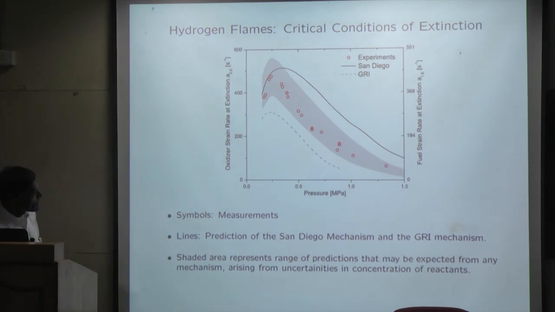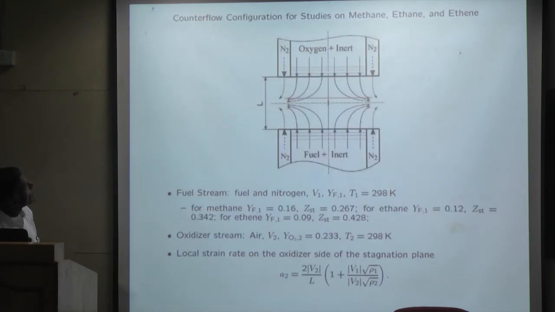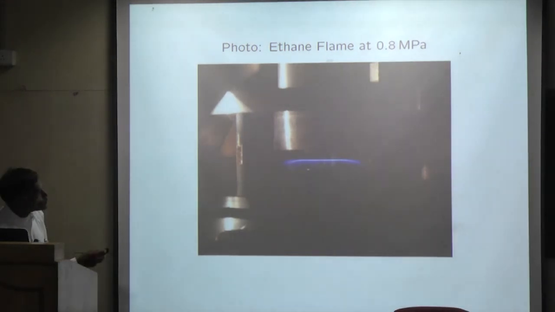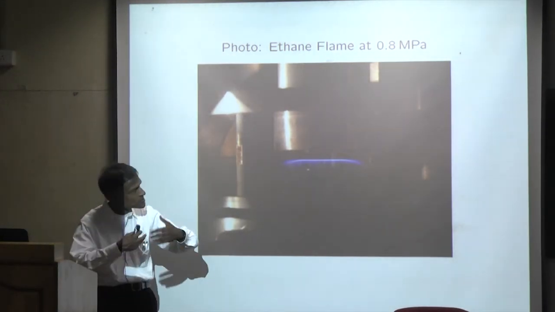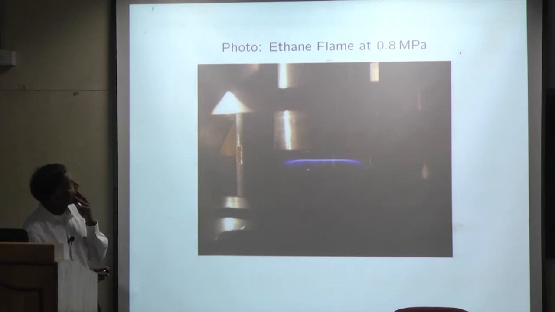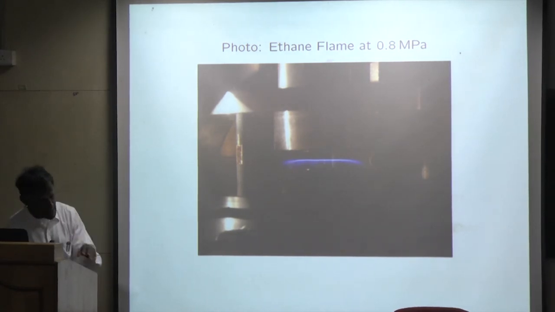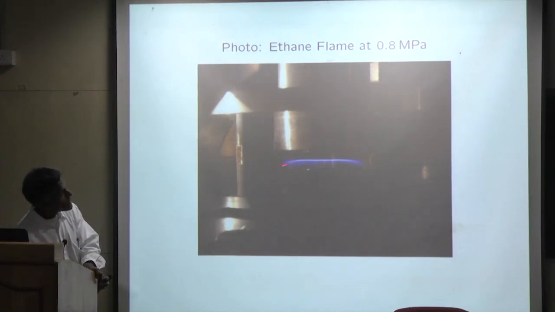All right. Now what we did was look at methane, ethane, and ethylene. I just want to show you a flame that is placed inside the pressure chamber. That's an ethane flame, 0.8 megapascals.